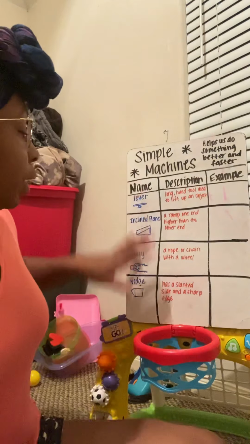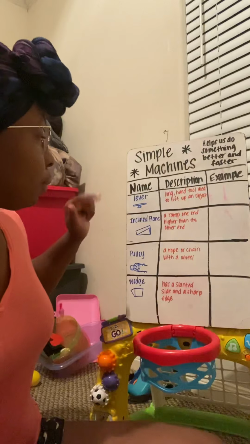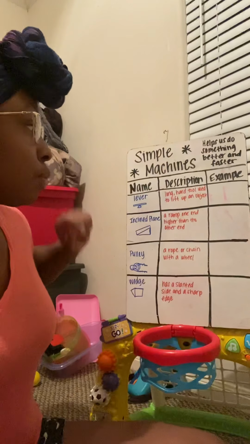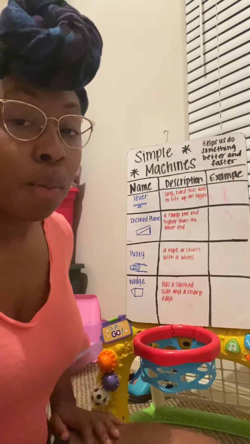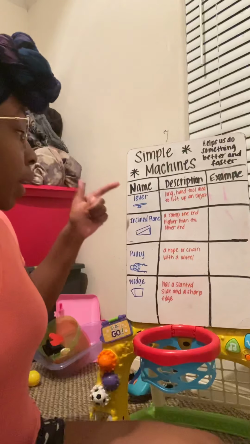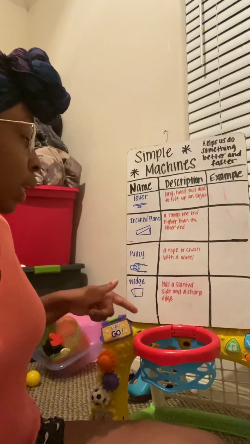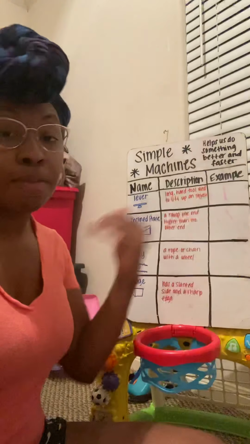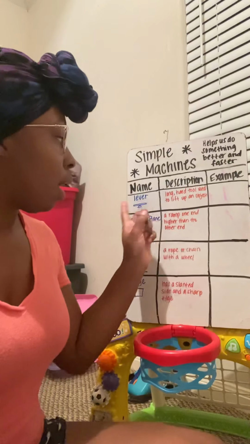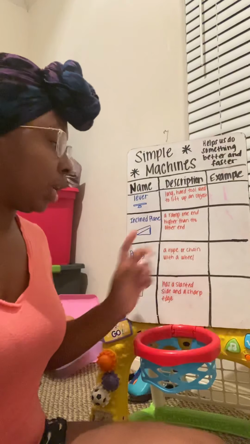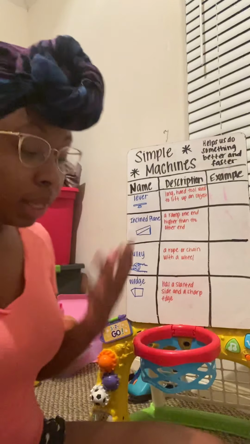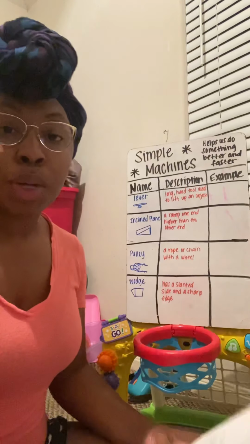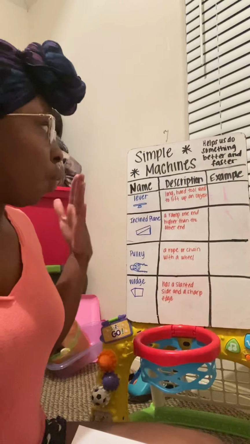Now, for your 3-column notes, for the first column, you'll have the name, the next one, description, and then last but not least, example. So for the assignment, for each simple machine that you see listed here, I want you to give me an example of each simple machine. I want 2 examples.